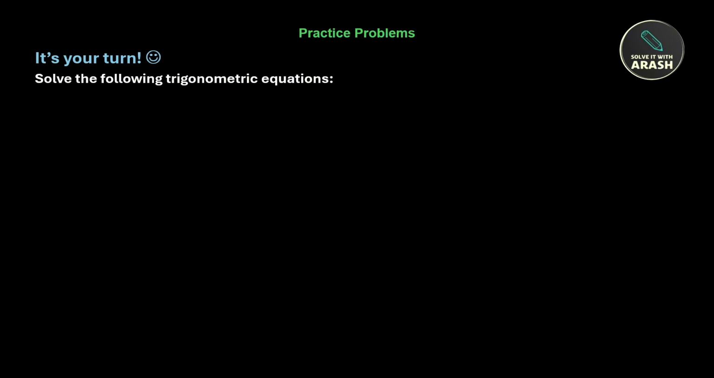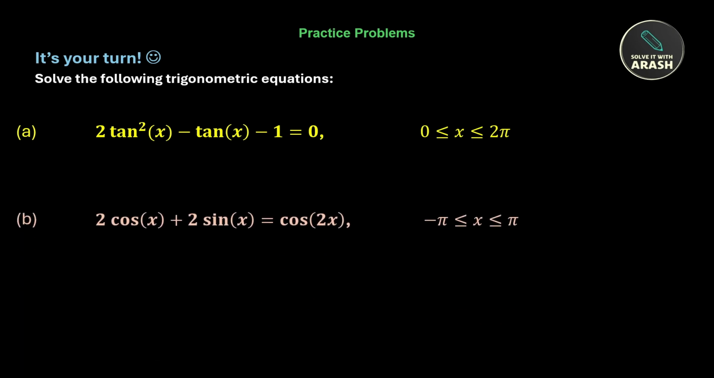Now it's your turn. I have two equations for you to try on your own. The first one: 2 tan squared x minus tan x minus 1 equals 0, and x must be between 0 and 2 pi. To solve this question, you can refer to the first example that I solved. The second question: 2 cosine of x plus 2 sine of x equals cosine of 2x, where x is between negative pi and pi. And for this one, you can refer to the second example that I solved. Solve these two questions and leave your answers in the comment section.